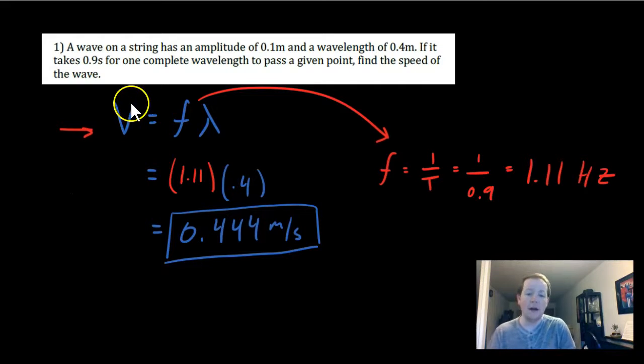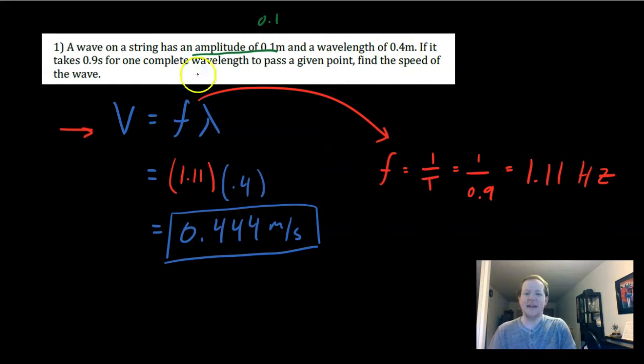For number one, definitely a math problem. It says that we have a wave on a string. It gives us the amplitude of that wave. And here's maybe the first little tricky part of this assignment. There is no equation that we've learned that has amplitude in it. This 0.1 is actually not needed anywhere in this problem. You should understand, obviously, what values and what things are associated with the wave speed equation. And amplitude isn't one of them.